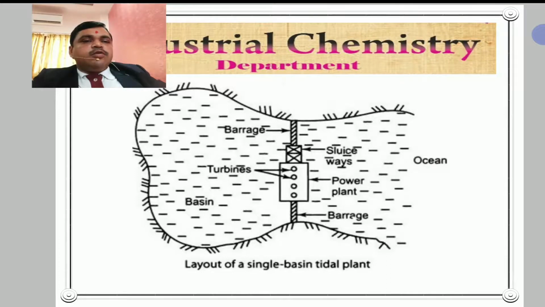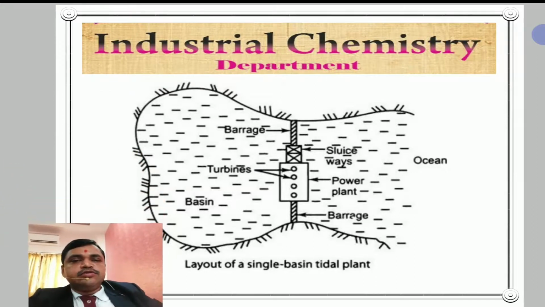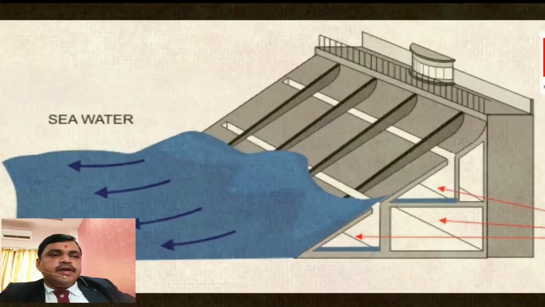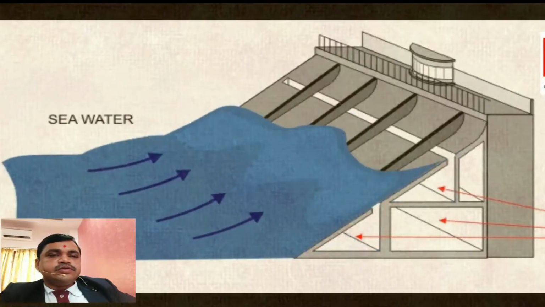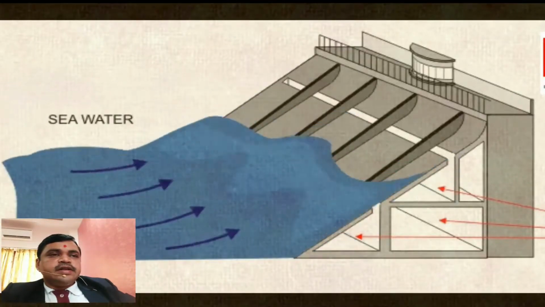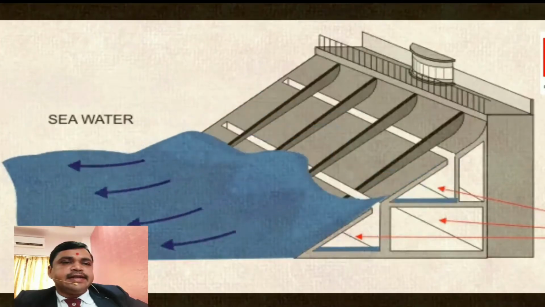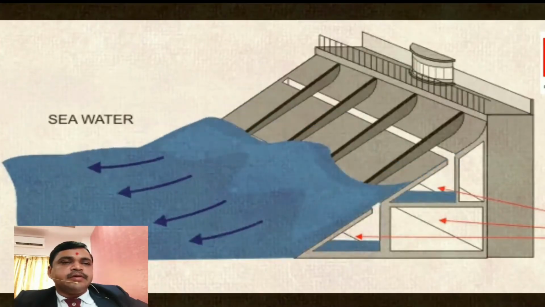This is also a layout of a single basin type tidal power plant. I have some videos of this type of tidal power plant which are attached here. So please see the videos. In high tide, the basin is filled up and water goes through the sluiceway to the turbine, which converts mechanical energy into electrical energy, and we get electric power.